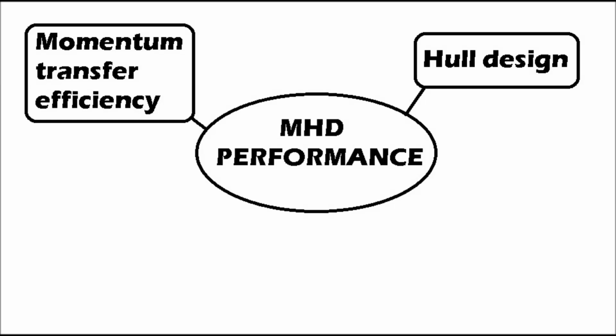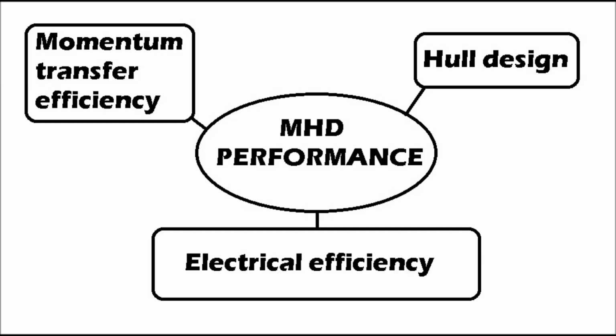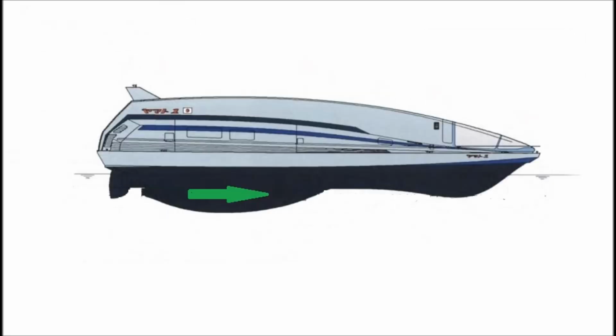But there is a third and extremely important design consideration that affects performance, and that is electrical efficiency. While momentum transfer efficiency tells you how much energy is used to propel the boat forward versus how much energy is lost in the slipstream, electrical efficiency tells you how efficiently your battery power is used to generate that thrust in the first place. MHD drive requirements for momentum transfer efficiency is different from that for electrical efficiency, and unfortunately these two are often in competition with each other, which leads to another compromise, but that is another topic for another video.